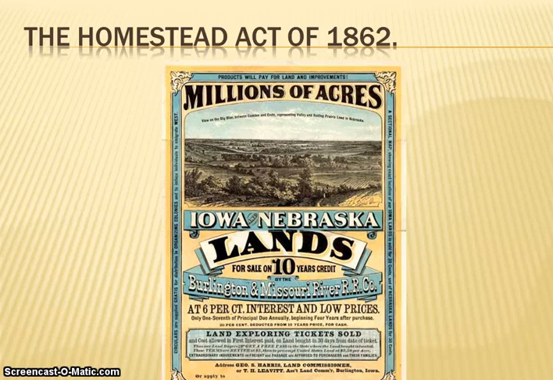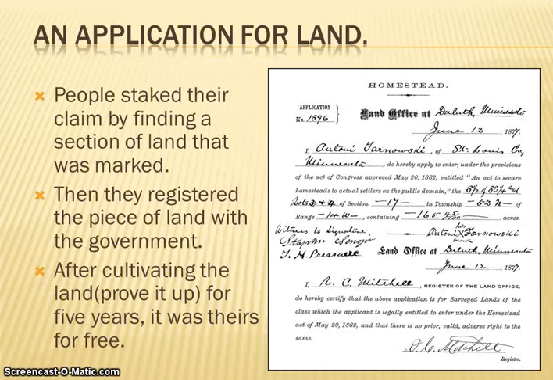In 1862, under the leadership of President Lincoln, Congress passed the Homestead Act, which opened up land in the West for homesteaders for very, very cheap. Basically, if you could live on it and stake your claim, find a section of land that was marked, stake your claim, you registered that piece of land with the federal government, and then you cultivated it, and you had to build a permanent structure on it. That was proving it up.